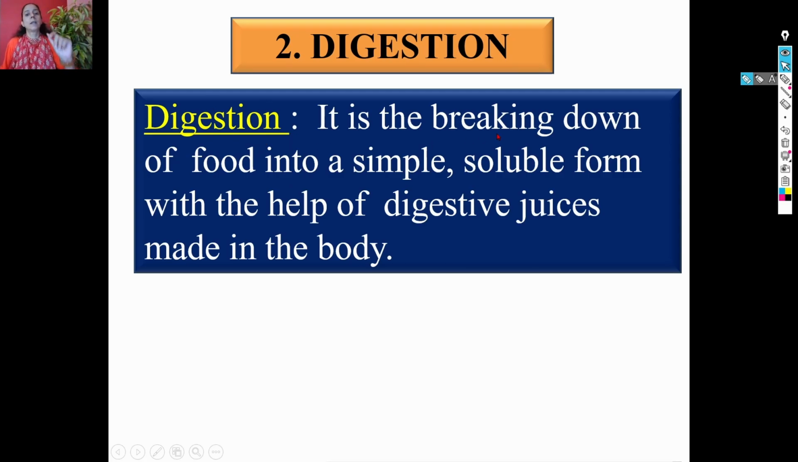of nutrition, and here there is breaking down of complex food material, whether we are eating chapati, parantha, chicken, or eggs, into simple soluble form with the help of digestive juices.